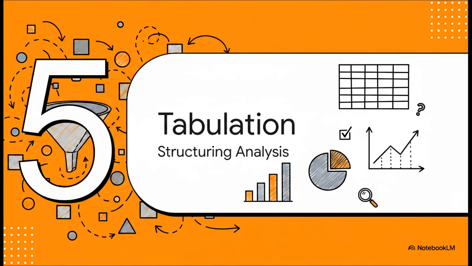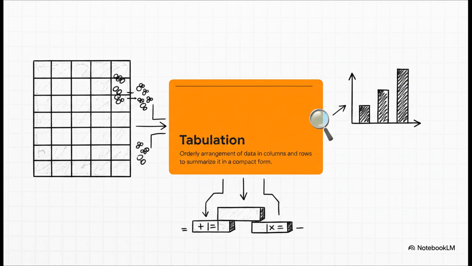Step 5, tabulation. Structuring for analysis. All right, our data is edited, coded, and classified. Now we reach tabulation. This is the orderly arrangement of all that data into neat columns and rows. It takes all our frequencies and summarizes them in a really compact way. Tabulation is absolutely essential because it saves space, makes direct comparisons a breeze, and provides the fundamental foundation for computing any further statistics.